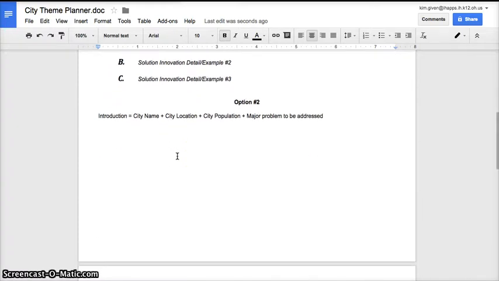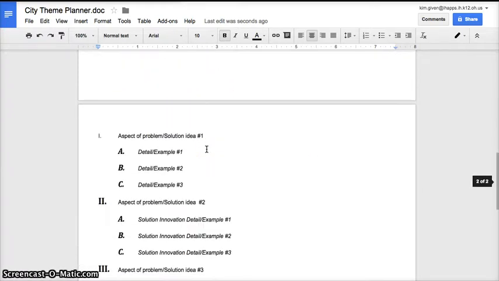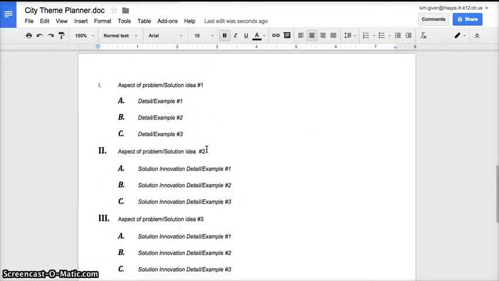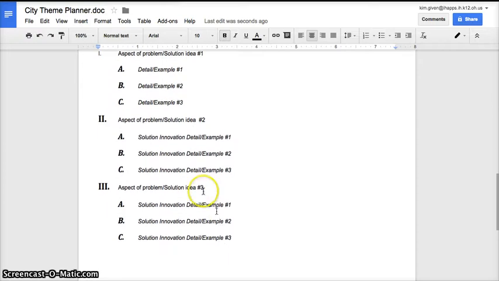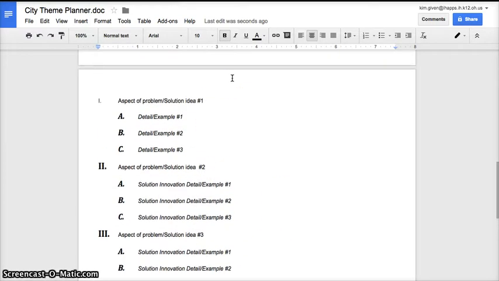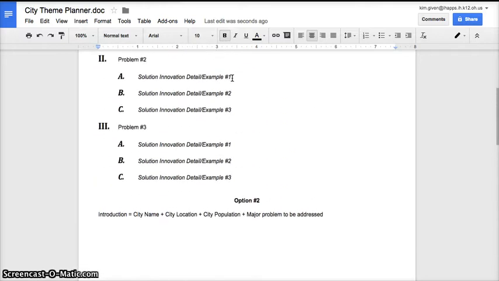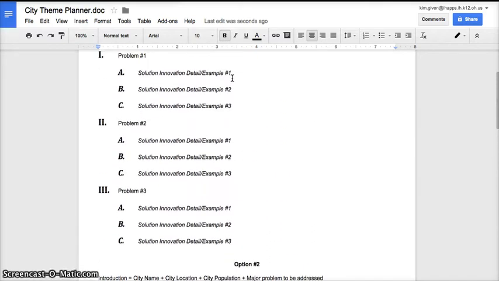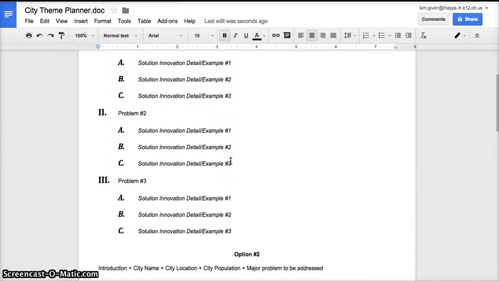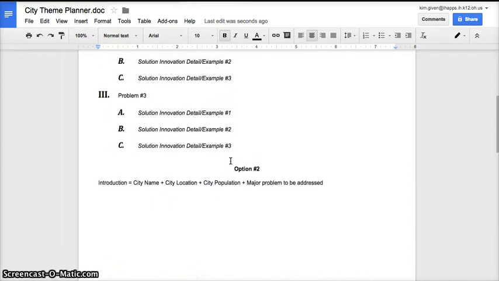If you took pollution and made it an option 2, your whole outline would be about solving pollution. So maybe the first section would be about air pollution, the second part about water pollution, and the third one about solid waste and trash, and what your innovations are to address each of those aspects of pollution. So either one's okay. If you want to talk about multiple problems, you're going to choose the first option. If you want to get deeper into one problem, you'll choose option 2.